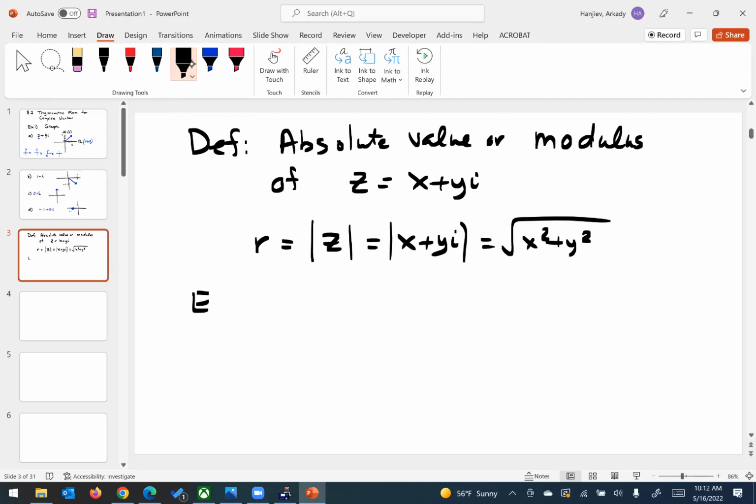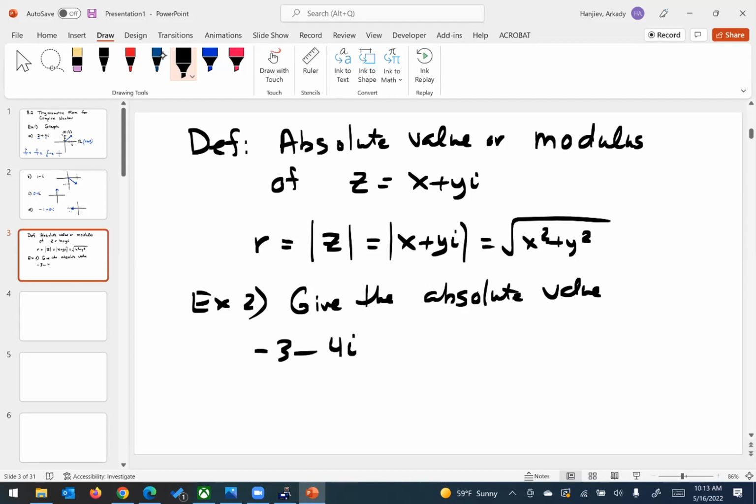We'll do one quick example here. Let me just check if they ask for that specifically on the homework. It just says give the absolute value. Easy one here.